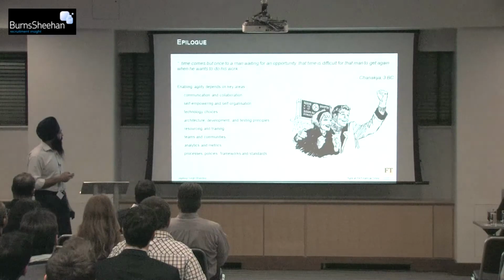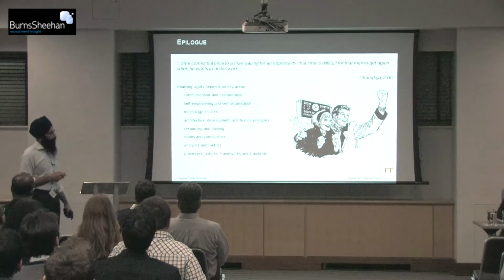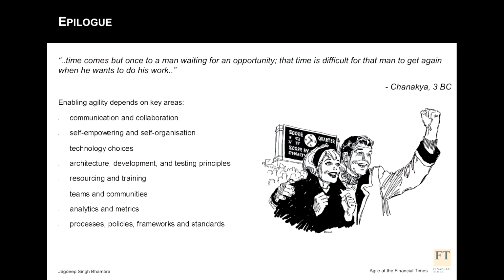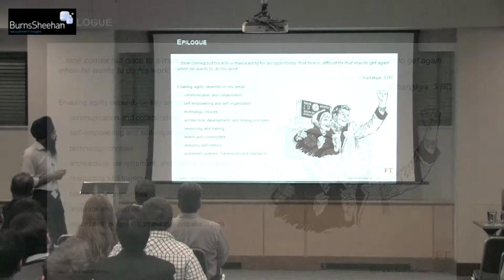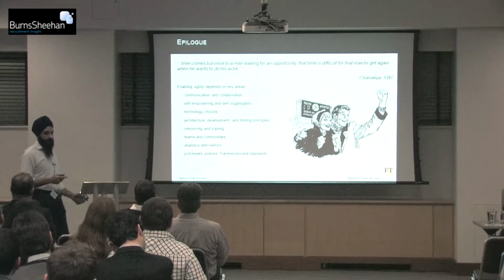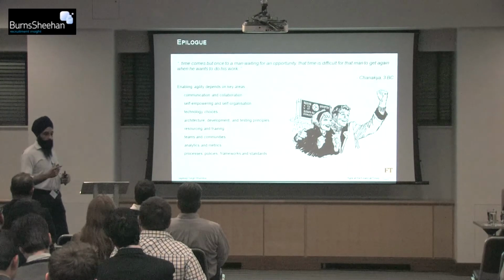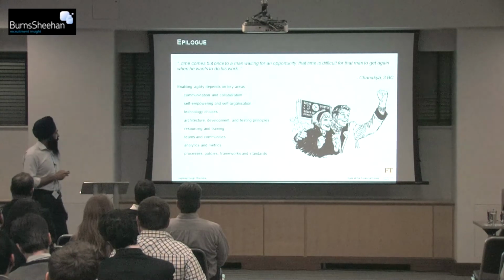So in conclusion, ultimately, you've got key areas that you need to work on. Communication and collaboration is what we're finding to be the key area that we need to work on. And this is both internally and externally. So this is within technology, but also when we're dealing with other business units.